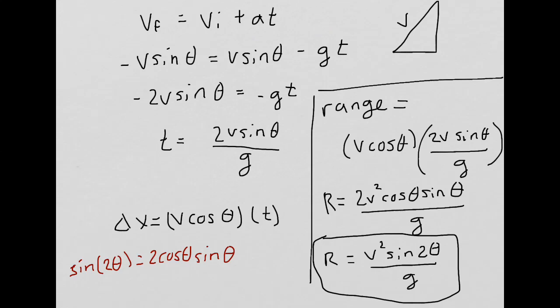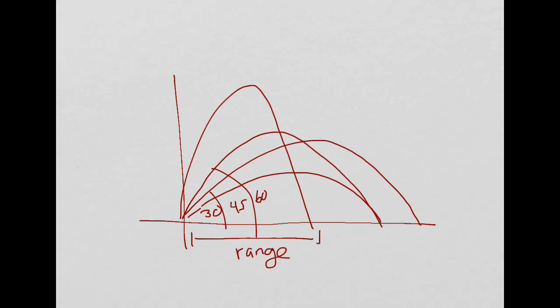Now looking back at this diagram, I can see that my largest range, right here, will be at an angle of 45 degrees. Anything smaller than that will give me shorter ranges. Anything larger than that will also give me shorter ranges. There's also a relationship here that when the angles add to 90, they give you the same range. So if I have a projection angle of 30 and a projection angle of 60, that's going to give me the same range given that velocity is the same.